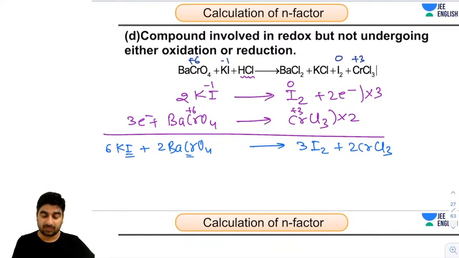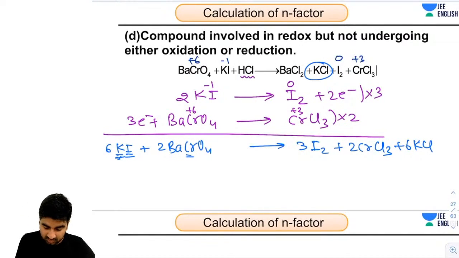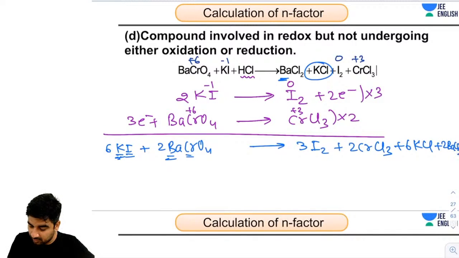And now what should I do? Now I should balance other atoms other than hydrogen and oxygen. So here we have 6K. So I will write 6KCl. Now K is also balanced. Then I have 2Ba. So I will write 2BaCl2. Actually, this balancing we have to do by inspection, right? So now just count the chloride. 6 and 6, 12 and 4, 16. There is no chloride on this side.